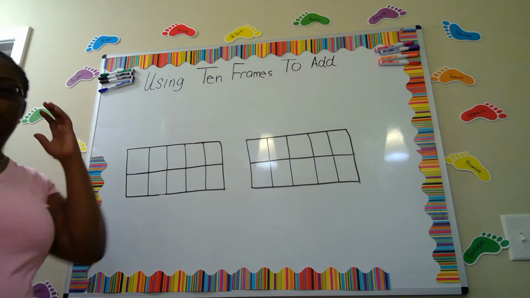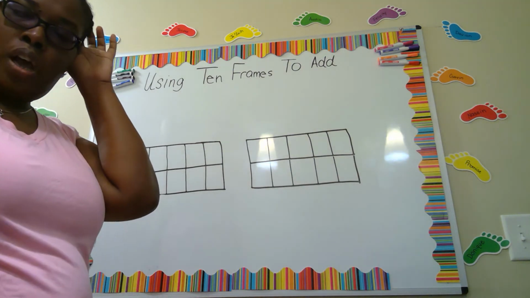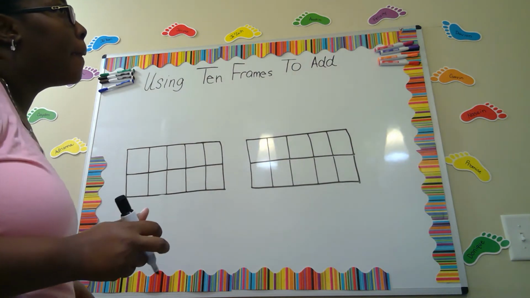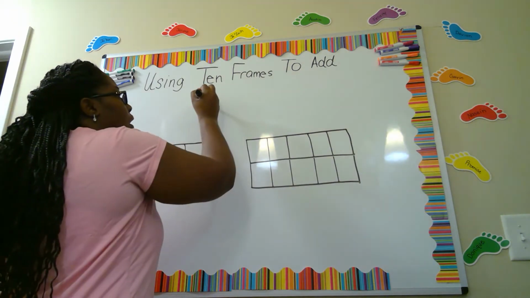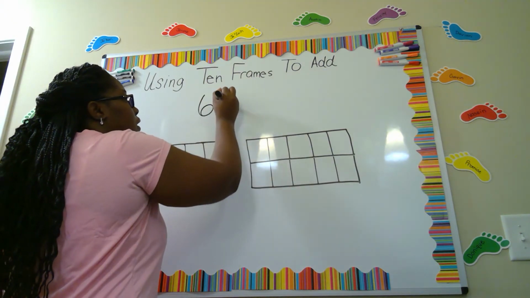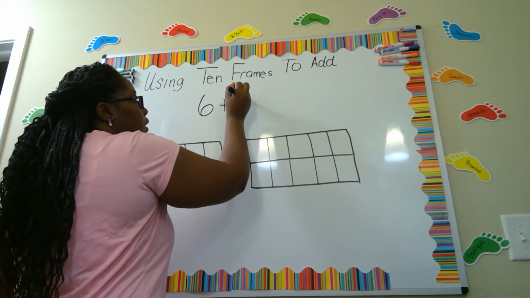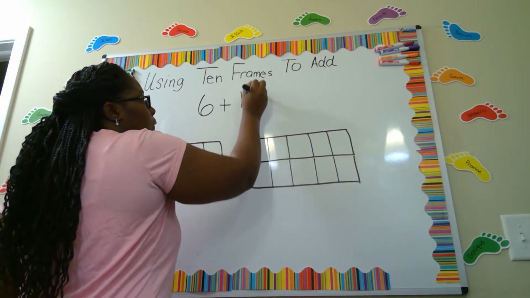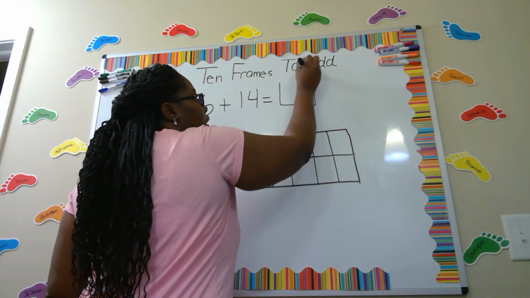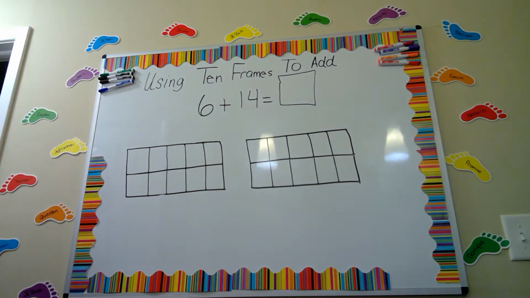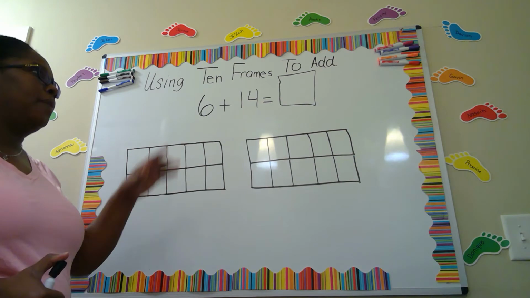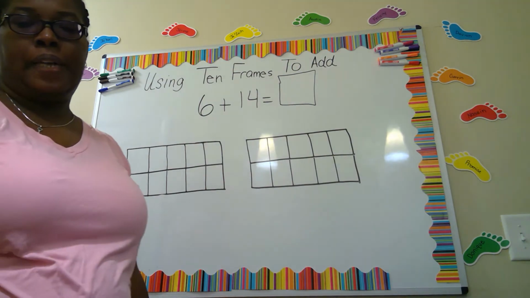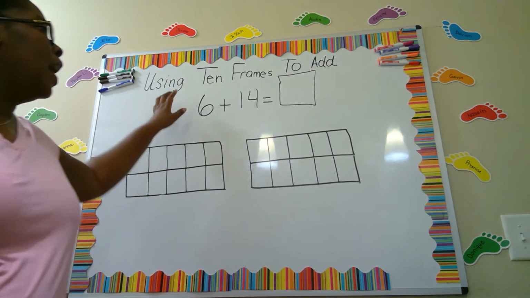Now, with the tens frame, we are going to try to solve 6 plus 14. Let's do that today. 6 plus 14. So you can write that number sentence above it or under your 10 frame. Because we should have written it before we drew the 10 frame, but Miss Barnhart forgot to tell you. So I'm sorry. So now I'm going to model.